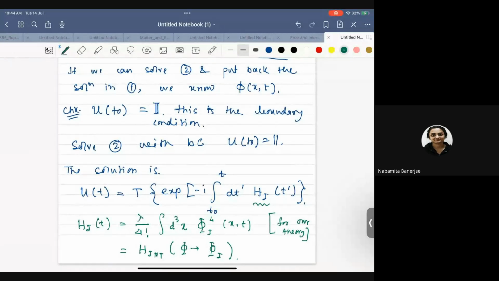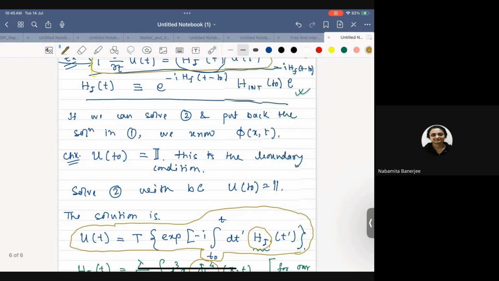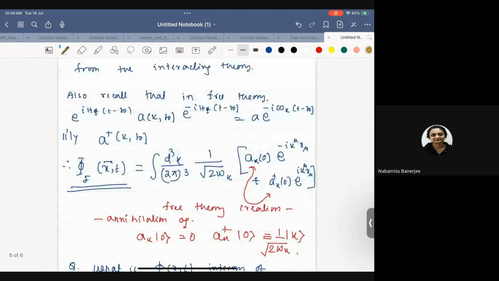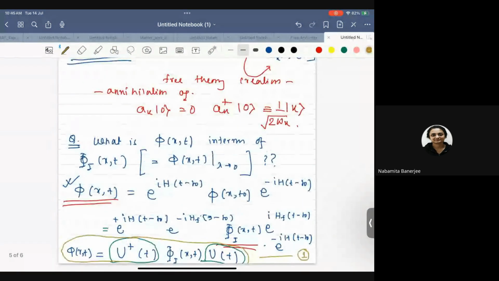And hence, you now also know your U(t) completely in terms of objects that you are familiar with, right? Because it involves H_I, and you understand the phi_I operator. If I know that, I go back and put it in this expression. All operators I know.